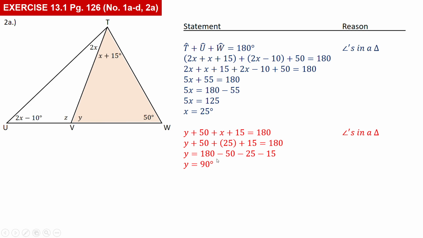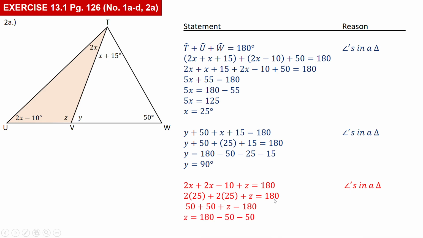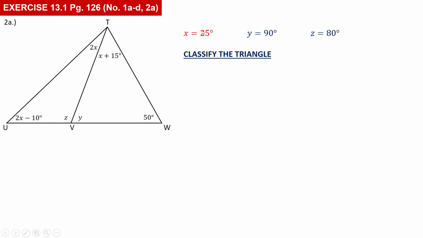And then the last letter that we need to work out is z, so I'm going to work in this triangle here. And again, I'm going to work with angles of a triangle, so I add them all together and I say it's equal to 180 degrees. Angles in a triangle, I know that x is equal to 25, so I can substitute that in. And if I solve that, I'm going to find that z is equal to 80 degrees. Okay, so I know what x, y, and z are. That's what they are. Now I need to classify the triangle.